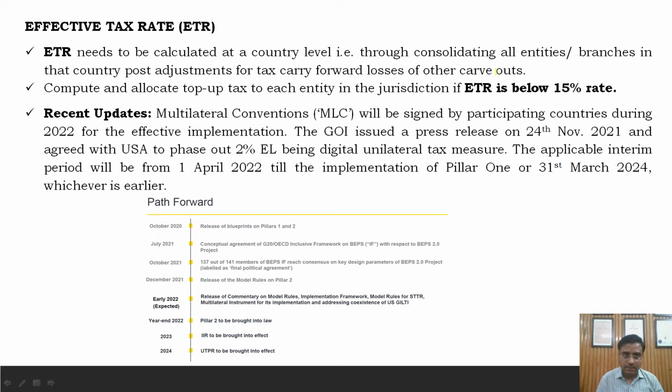So what is the effective tax rate? Basically, if your effective tax rate is below 15%, then top-up tax is applicable. We need to compute the top-up tax. So what is the Indian government doing? On 24th November 2021, they agreed with the USA to phase out the 2% equalization levy. They say if we adopt Pillar 1, then they will phase out the 2% equalization levy by 31st March 2024.